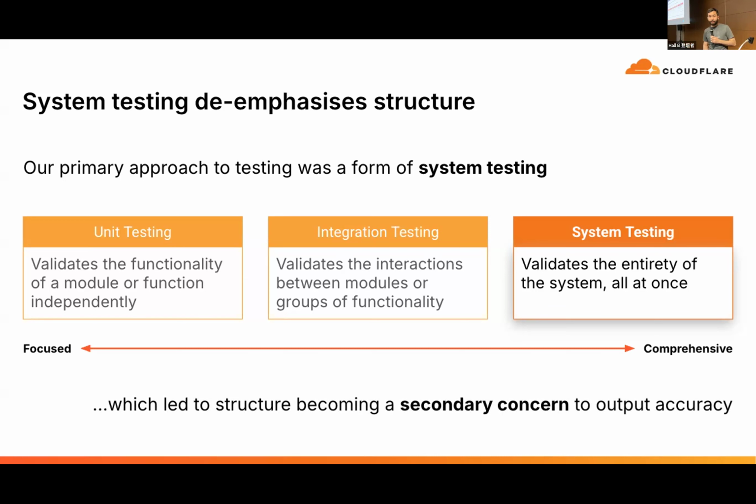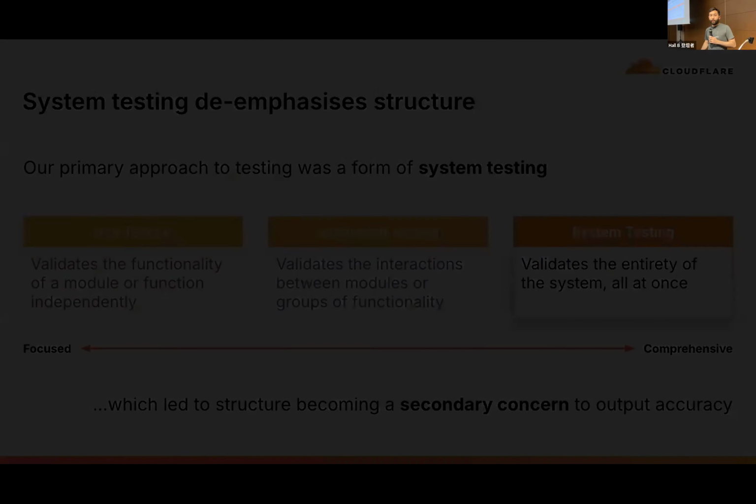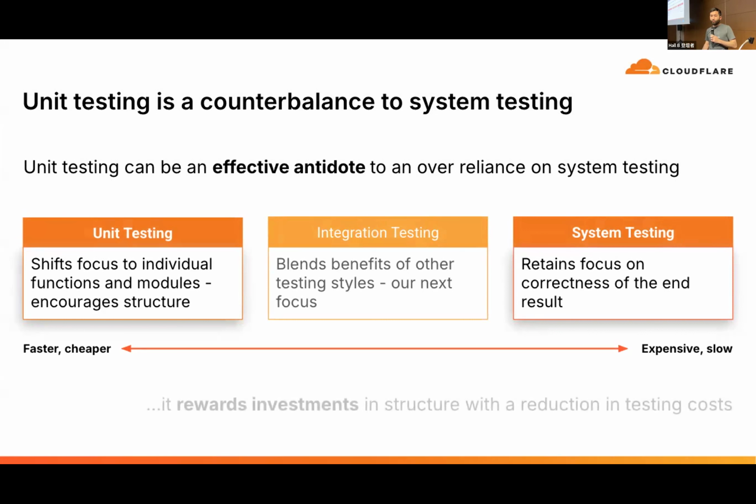After we identified this fact, or anti-pattern, I guess you can call it, we looked to the wider software development industry or community, and we identified unit testing as an effective antidote to our over-reliance on systems testing. In general, it rewards investments in structure with a reduction in testing costs. So with unit tests, the more structured your code is, the faster your unit tests will run, the easier it will be for you to write unit tests. And so you're going to have a better time than people who rely on systems tests, which are expensive and harder to maintain.